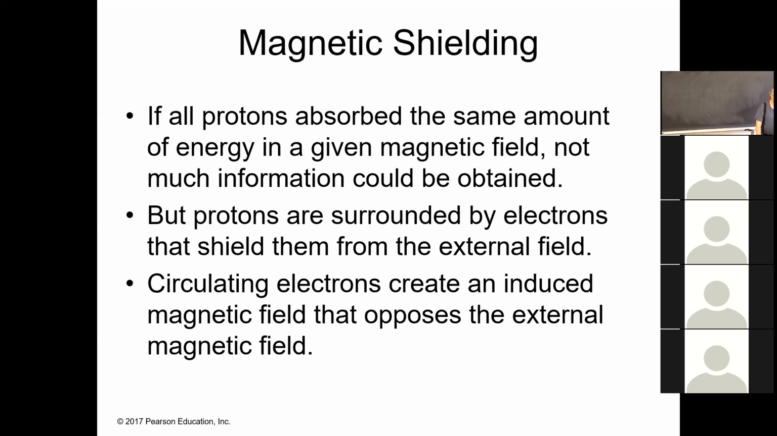If all protons absorb the same amount of energy in a given magnetic field, not much information could be obtained. This would just be a curiosity. But the fact that protons are surrounded by electrons, and these electrons shield them from the external field, and different hydrogens in different environments will have different degrees of shielding, that's the whole point here. Circulating electrons create an induced magnetic field that opposes the external magnetic field.